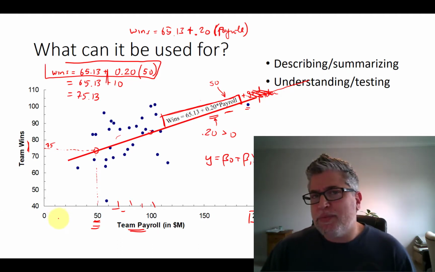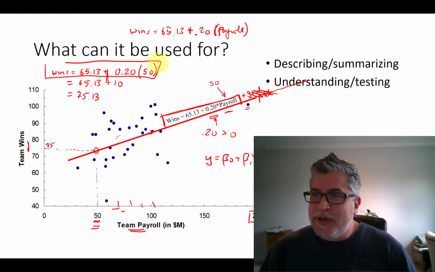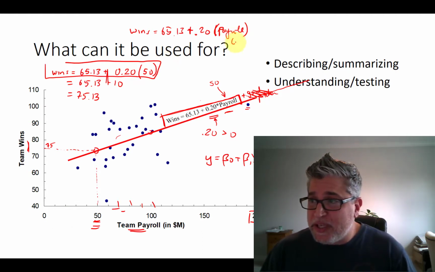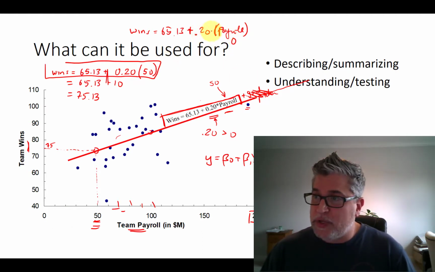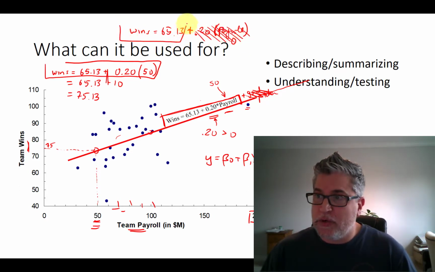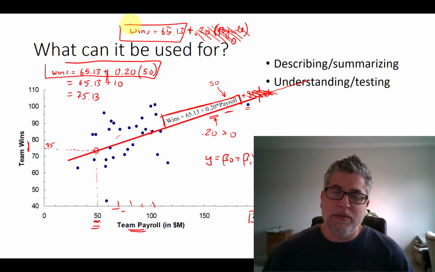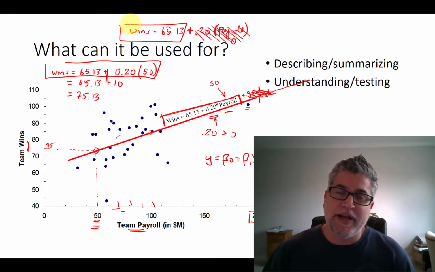And so that's why I want you to practice some restraint. Mathematically, you could just plug in a 0 here. And so 0.20 times 0 is just 0, and your prediction would be you'd have 65 wins. That's just not true. You're not going to have any wins.